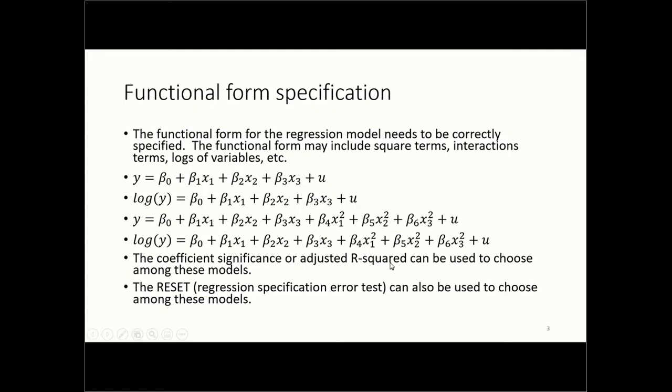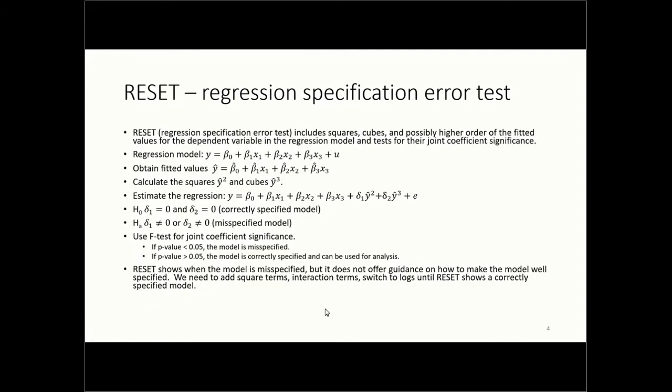We can use adjusted R squared. As we add more variables, do they improve the adjusted R squared? But we can also use the RESET, the regression specification error test, to choose among these models. So how do we do the RESET test? The RESET includes squares, cubes, and possibly higher orders of the fitted values of the dependent variable in the regression model, and tests for joint coefficient significance.